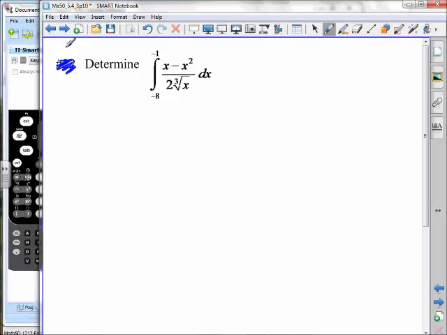-8 to -1. Now again, keep in mind, this is before 5.5, so there's no substitution to worry about. Think about using some simple integration rules. And so I'm thinking from -8 to -1, how can I simplify this? Now I'm going to take the cube root as x to the 1/3 power. And then I'll write it out here as two separate fractions: x divided by 2x to the 1/3 power minus x squared divided by 2x to the 1/3 power.